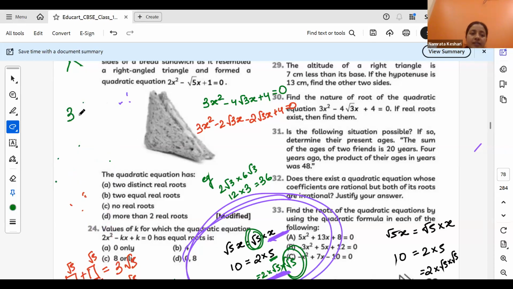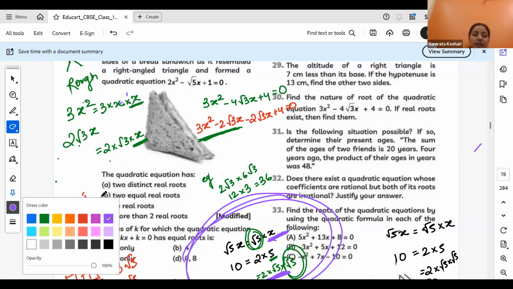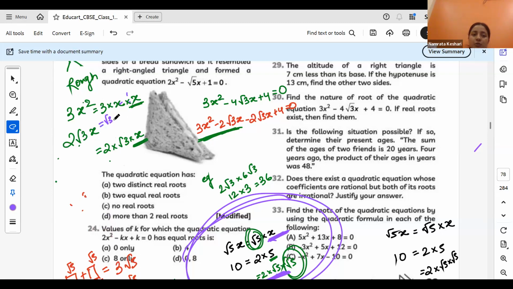You can see the first term is 3x² and the next term is 2√3x. I don't know what to take common from here, so I'm writing it in my rough part. 3x² means 3 into x into x, and 2√3x means 2 into √3 into x. Now clearly x is common, but 2 is not common. Nothing else is common, but is it clicking in your mind that this 3 can still be written as √3 into √3? Yes or no? I'm talking about this 3.